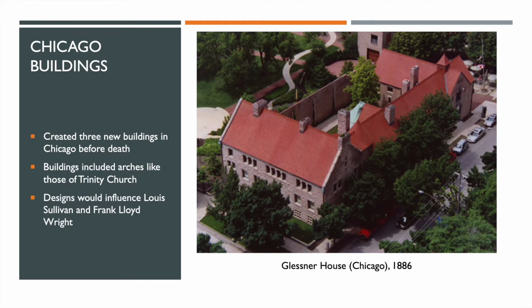Right before his death, he created 3 new buildings in Chicago. These buildings would also include arches and other Roman elements that he had developed in his previous works and would influence designers in Chicago like Louis Sullivan and Frank Lloyd Wright. The Glessner House in Chicago, as pictured here, also was influential because of its design of having a courtyard in the center, which influenced design of larger houses in major cities in the United States.